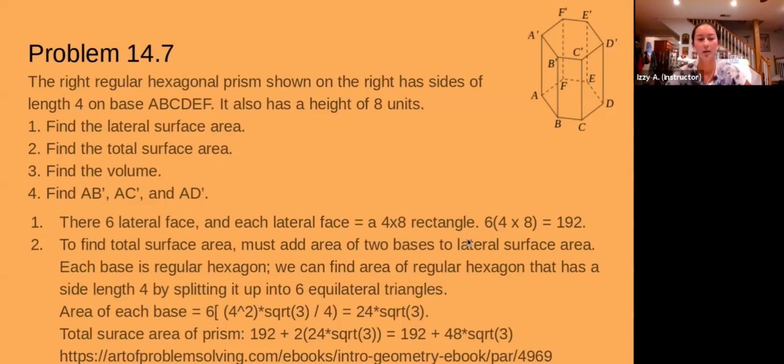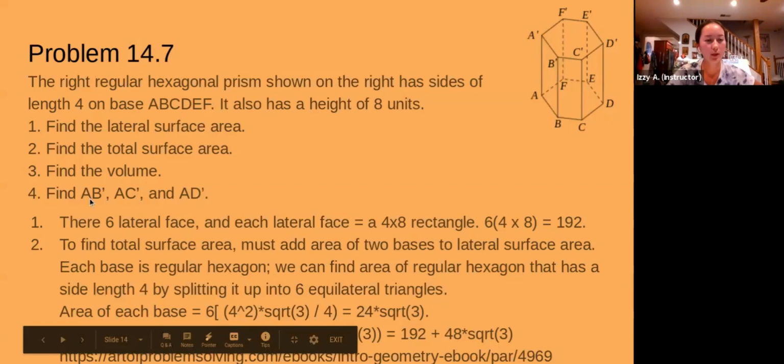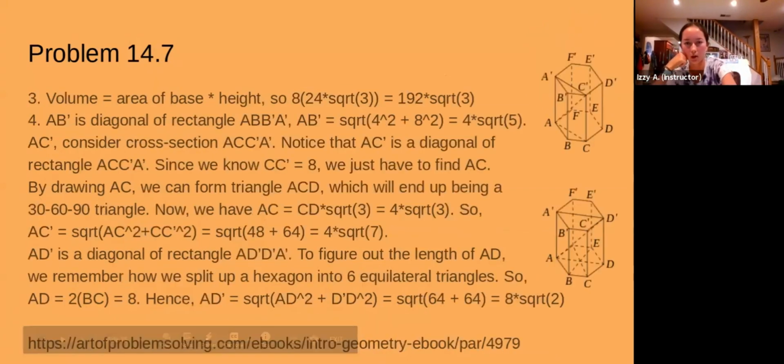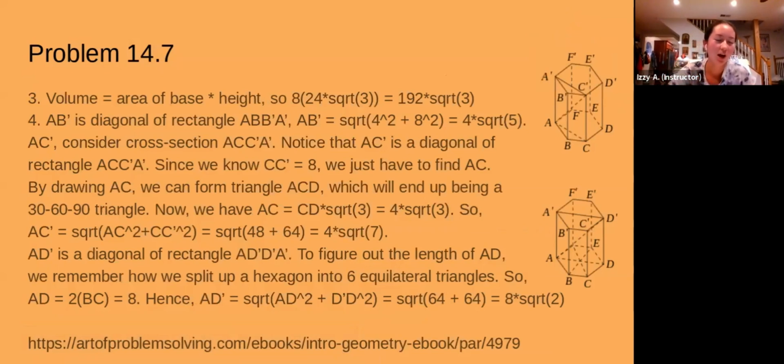Okay, I'll go ahead and go over the problems for number 3 and number 4. Okay, so 3 was, I think, on the simpler side compared to number 4. But for the volume, what you'd have done is you could find the area of the base, and then you multiplied it by the height. So then that would have been 8 times 24 times square root of 3, so that would have been 192 times the square root of 3.